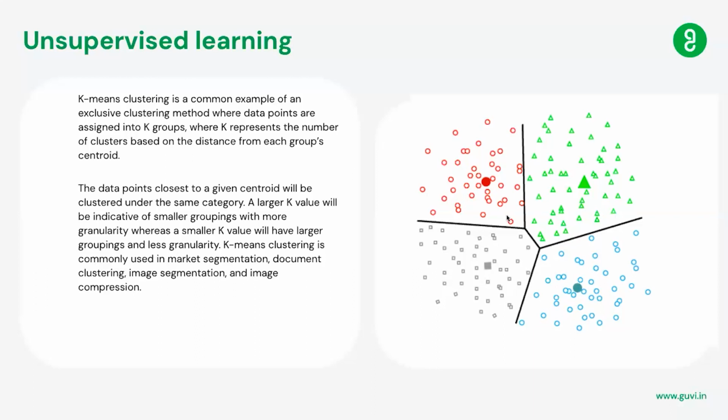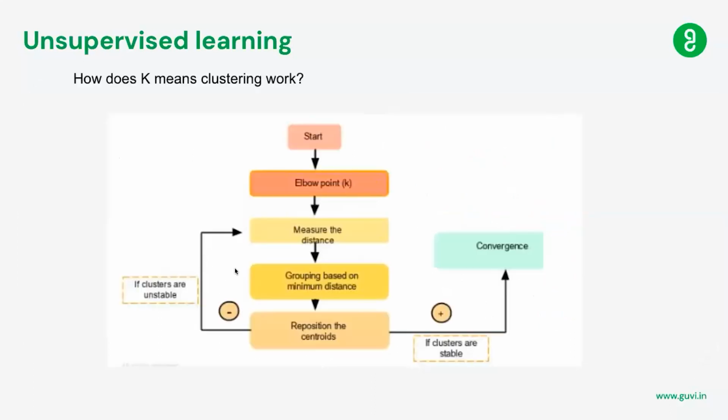Now, because it has randomly picked these first centroids, obviously this won't be homogeneous, right? There will be some green values here, some blue values here, some red values here. It will be all mixed, right? Then it tries to change the value of the centroid so that all the correct values come in between. Based on that, it does its second pass. So if you look at this algorithm, it identifies the number of K values, then it measures the distance, and then it groups based on the minimum distance, right?